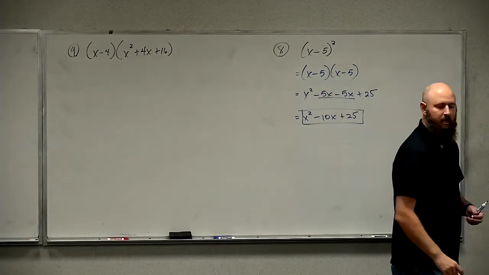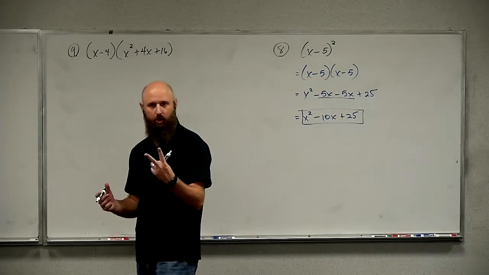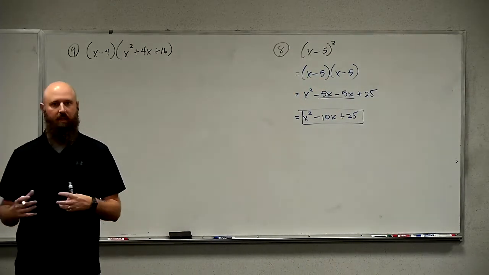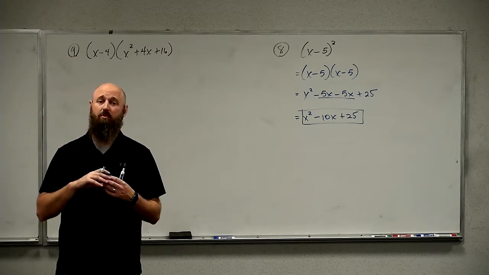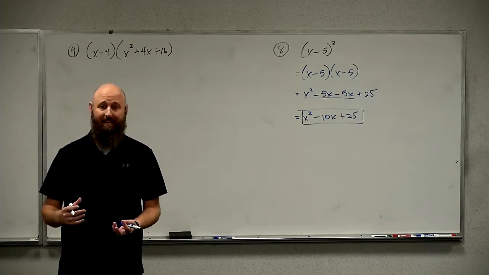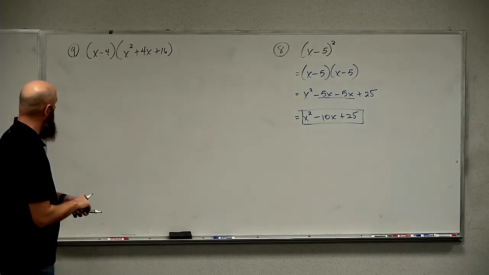Now, as long as one of my polynomials is a binomial, so x minus 4 there, which has 2 terms in it, I'm still going to use the FOIL method. I'm still going to just distribute and write it down. Okay, so that's what I'm going to do here.